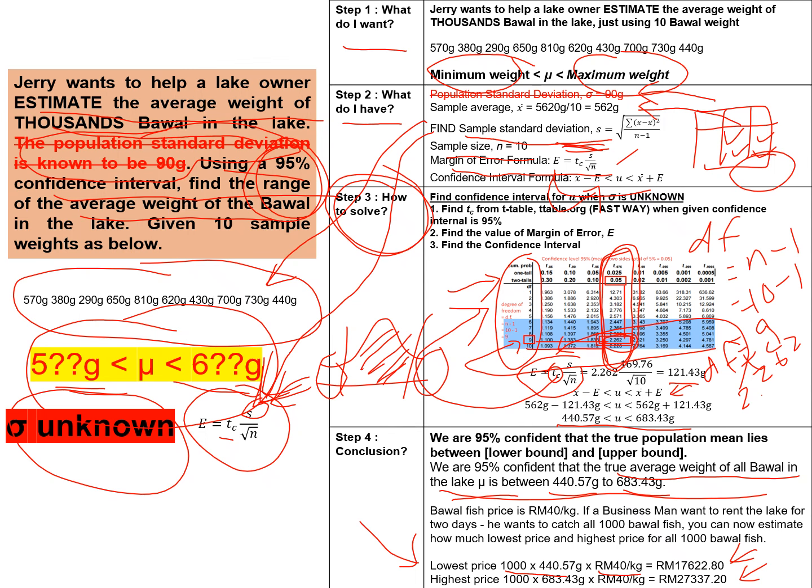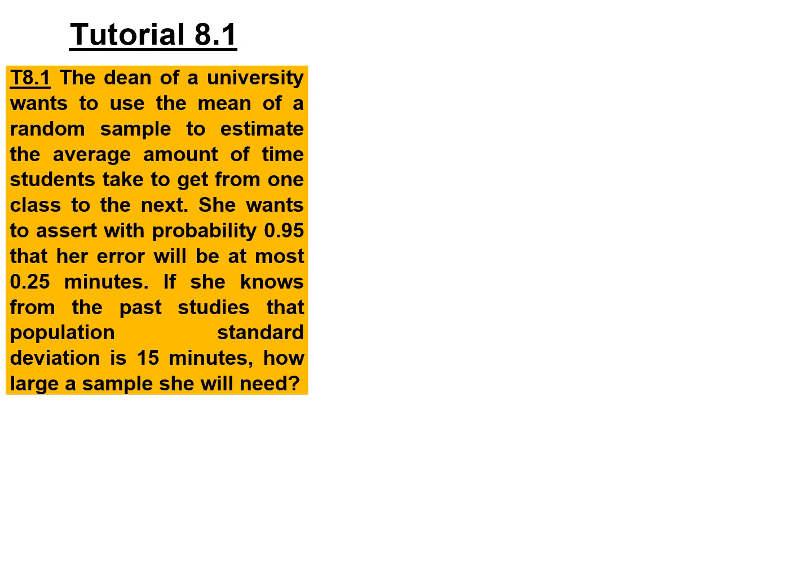Now we're going to look at 4 tutorials. The first tutorial question is: the dean of the university wants to use the mean of a random sample to estimate the average amount of time a student takes to walk from one class to another class. She wants to be certain with probability 0.95 and her error will be at most 0.25 minutes. If she knows from a past study that the population standard deviation is 15 minutes, how large a sample will she need?